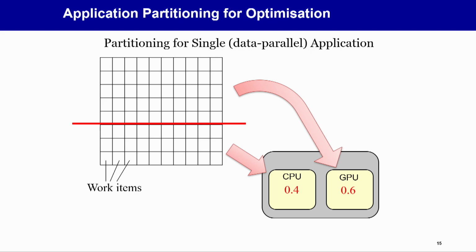So we have seen three of them. Mapping, like what cores do you use, and if on a core there is more than one task, in which order they will execute. DVFS is another control. The third one is partitioning.